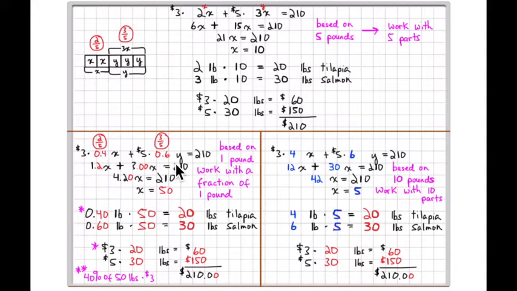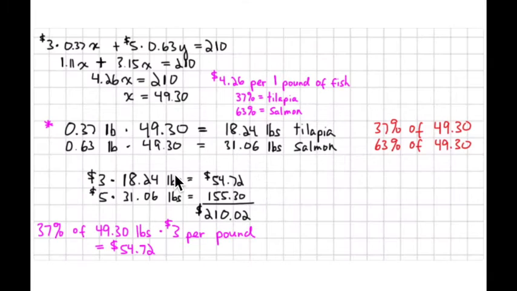So we're moving in that direction. So let's try one more time with slightly different numbers. Let's say I'm going to purchase 37 hundredths of a pound of tilapia and 63 hundredths of a pound of salmon. So that's 1 pound. 37 hundredths of it's going to be tilapia. 63 hundredths of it's going to be salmon. So what's the total cost for that 1 pound?